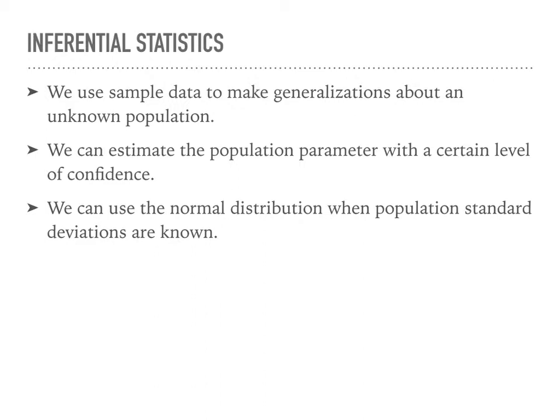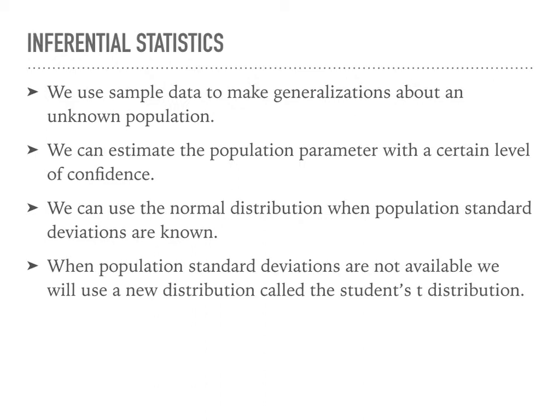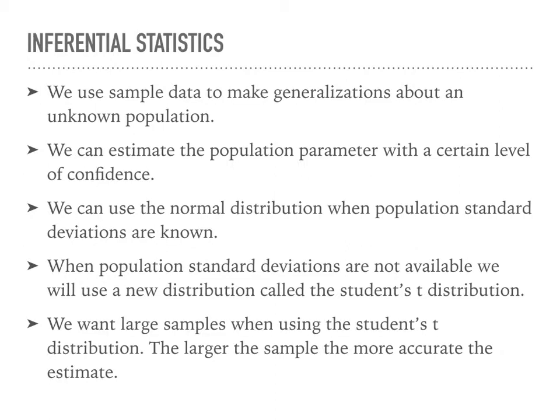We can use the normal distribution when the population standard deviations are known. When the population standard deviations are not available, we will use a new distribution. This new distribution is called the student's t-distribution. We want large samples when using the student's t-distribution. The larger the sample, the more accurate the estimate will be.